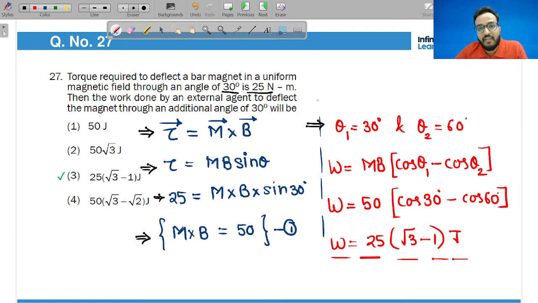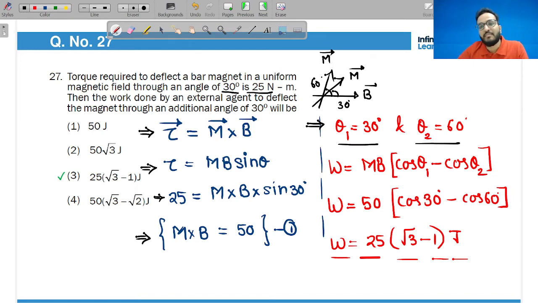That means, see, already it is 30 degrees. They want us to further rotate it so that the angle becomes 60 degrees. Right? This is the direction of magnetic field. This is the direction of magnetic moment. They want us to rotate it further by 30 degrees. That means theta 1 becomes 30 degrees, theta 2 becomes 60 degrees.